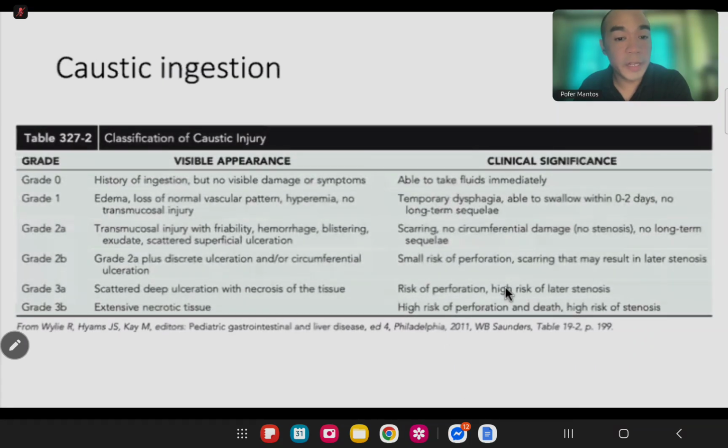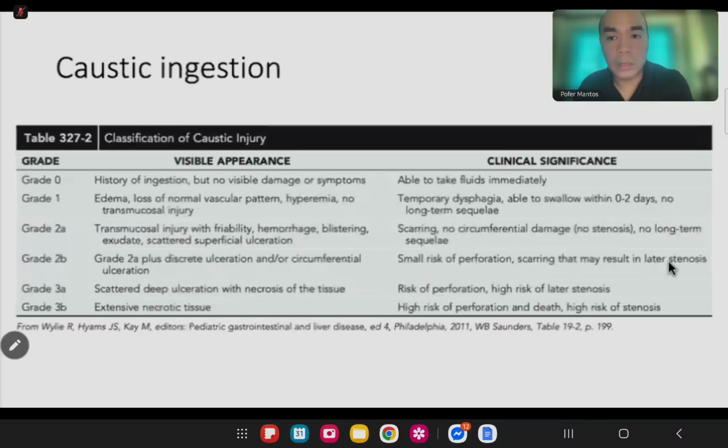So in terms of grading, these are the classifications of grading, from grade 0 to 3. The reason why we have to do this is to prognosticate the patient. For example, those with grade 2B and above are the ones that will have a high chance of developing esophageal stenosis, weeks after the ingestion.